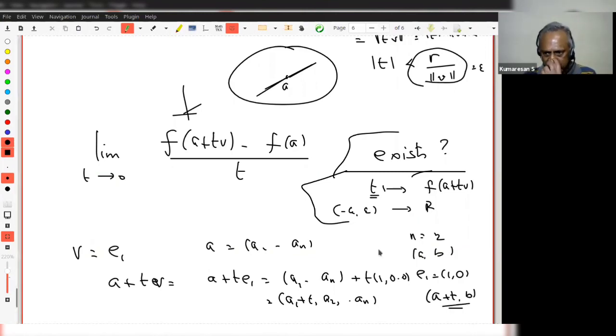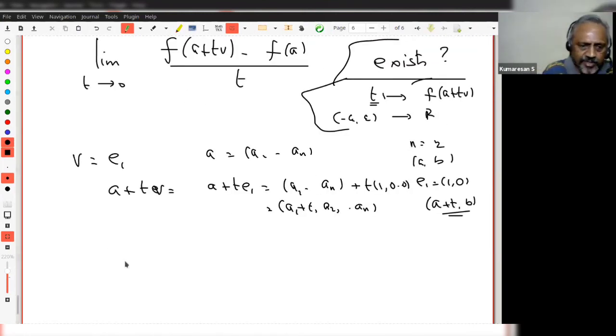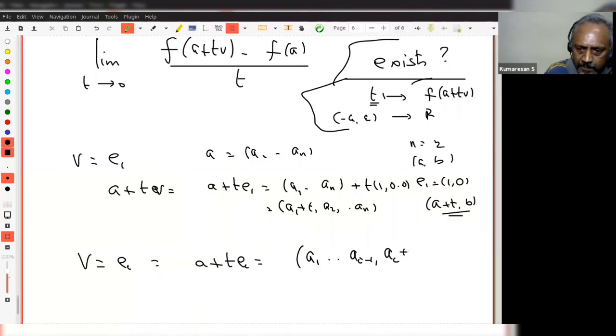Do you understand this? Similarly, if v equals ei, what will be a plus tei? That will be a1, ..., ai minus 1, ai plus t, ai plus 1, ..., an. How many of you understand this? Say quickly.